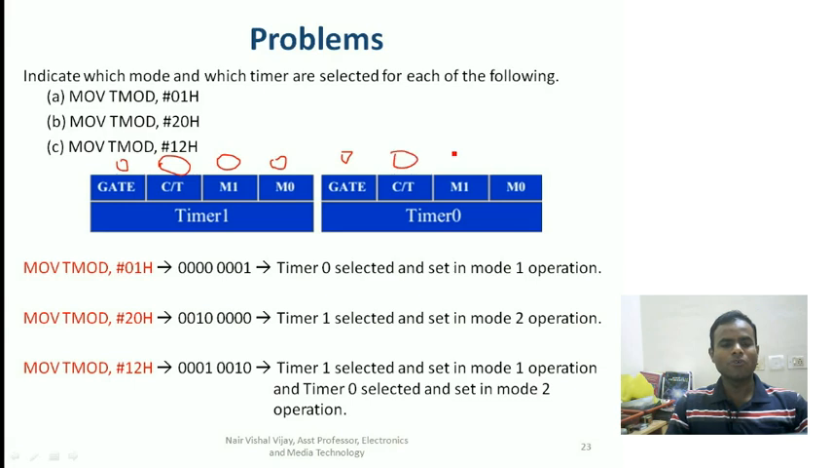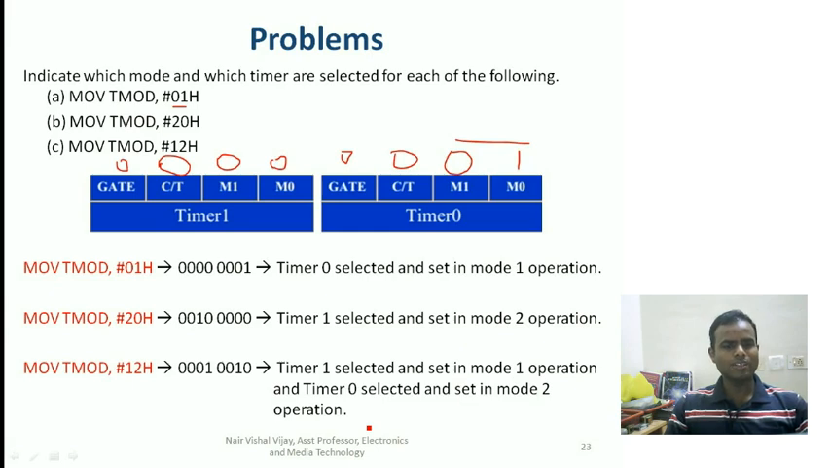So if you have 01 written to TMOD, that means you have timer 0 selected in mode 1 operation. Similarly, if TMOD is set as 020, then you have timer 1 set in mode 2 operation. Similarly, if TMOD is set as 12, that is 0001 and 0010, timer 1 is selected and set in mode 1 operation, and timer 0 is selected and set in mode 2 operation. So these are certain insights that we can have about the TMOD register, the timer mode register.